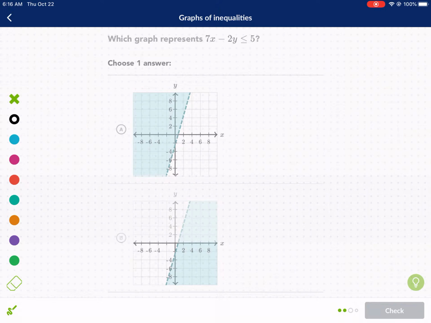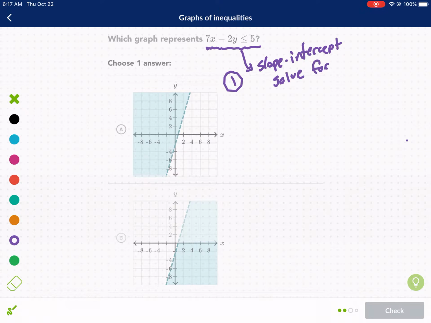Okay, now, one thing we don't like, well, it's not that we don't like it, but it just makes it a lot easier if we get this into slope-intercept form. If you're not sure what that is, you should be watching a different video first. So we want to get it into slope-intercept form first. That means solve for our buddy y. Okay, let's go ahead and show that step. I'm going to go ahead and do that purple step over here. So we have 7x minus 2y less than or equal to 5.